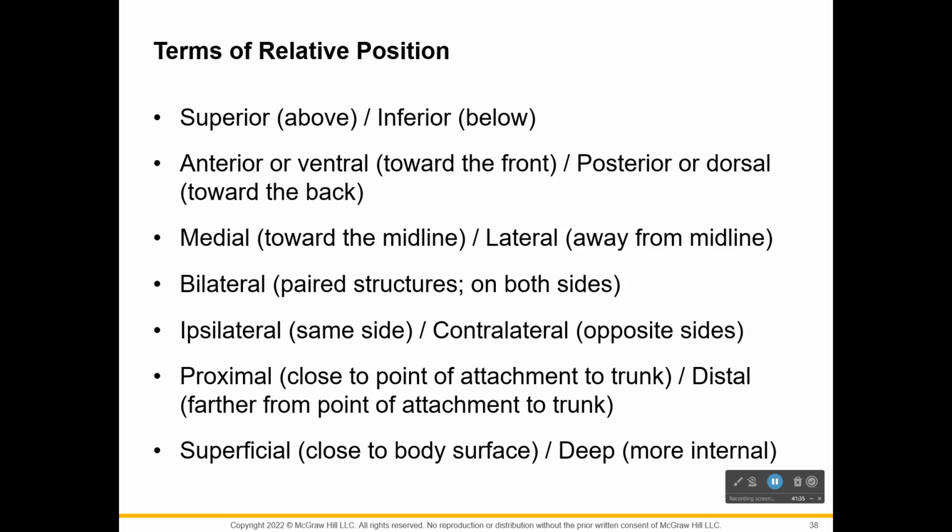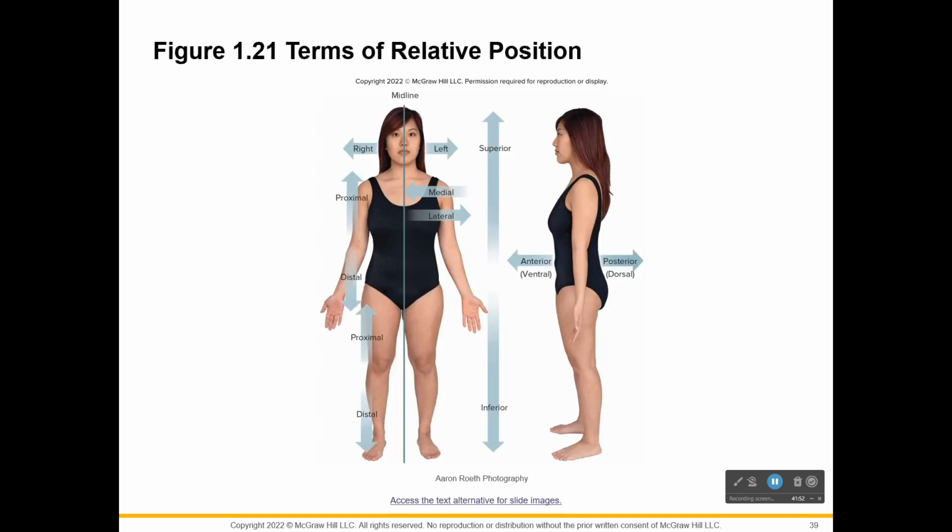Now, superficial is close to the body's surface. So your skin is superficial to the adipose tissue, and the muscle tissue is deep to the adipose tissue that's deeper to your skin. So it's a way to communicate again where things are located in reference to other things.